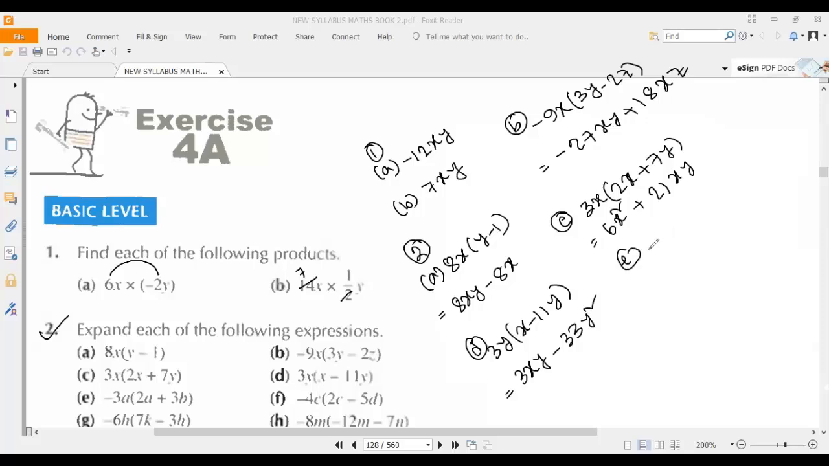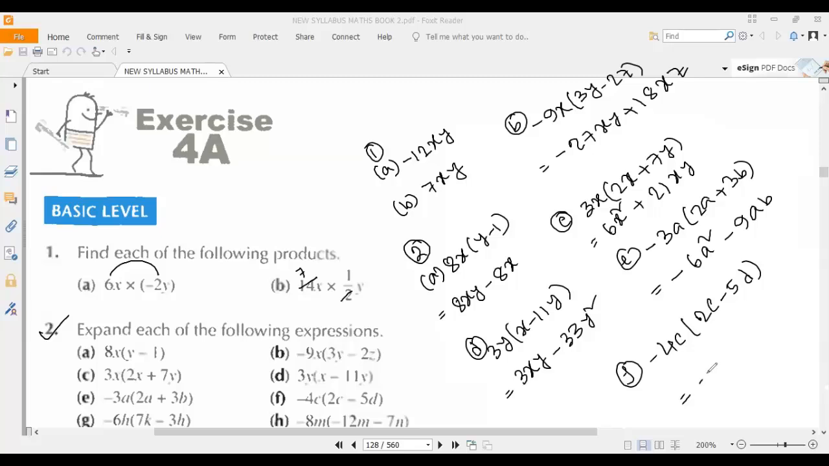Number E. Number E says minus 3a into 2a plus 3b. So minus 3 into 2, that is minus 6a square, minus a plus a minus 3 3s are 9ab. Number F, minus 4c into 2c minus 5d. So minus 4 2s are 8c square, minus a plus 4 5s are 20cd.